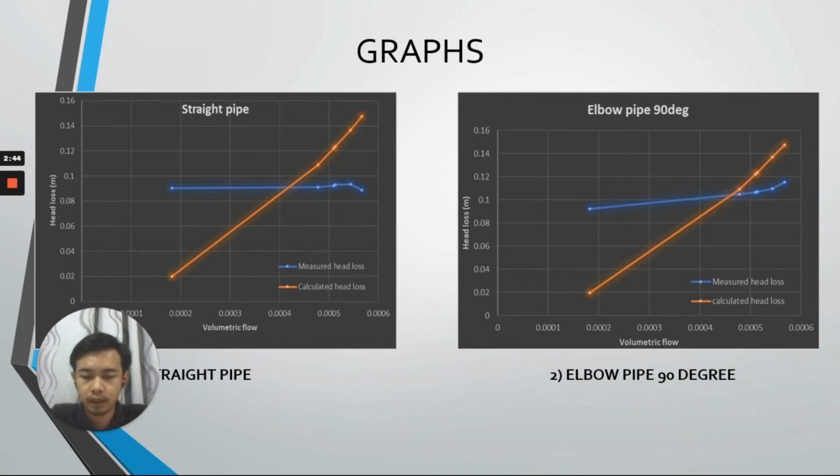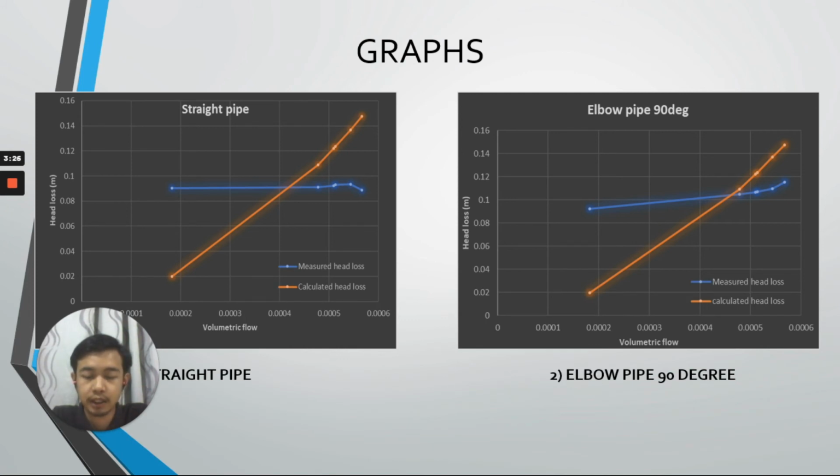So these are the graphs of the experiment results for different types of pipes. We want to observe the difference between the measured head loss and the calculated head loss versus volumetric flow. For the straight pipe, the calculated head loss, which is the red line, is increasing proportionally with the volumetric flow, while for the measured head loss, the blue line, as you can see, there is not much of an increment of the head loss as the volumetric flow increases.